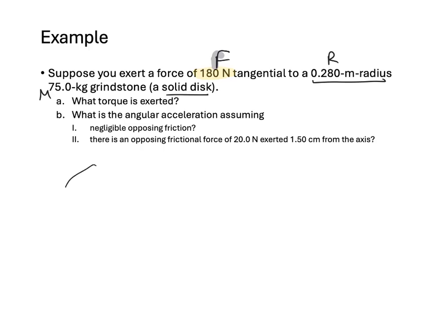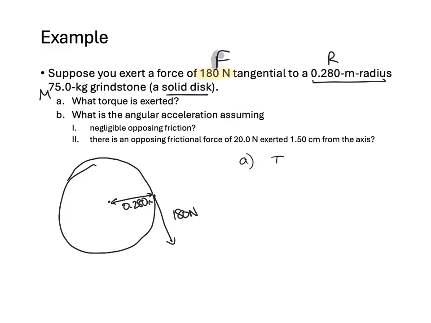So the situation here is we've got something like this, rotating about its middle, and this distance is 0.280 meters, and the force is applied tangentially, 180 newtons. So the torque here is 180 newtons, the force, times the radius, 0.280 meters. That's 50.4 Newton meters.